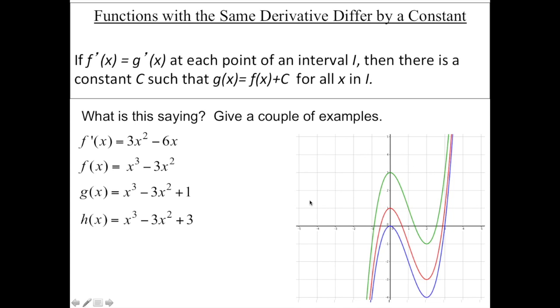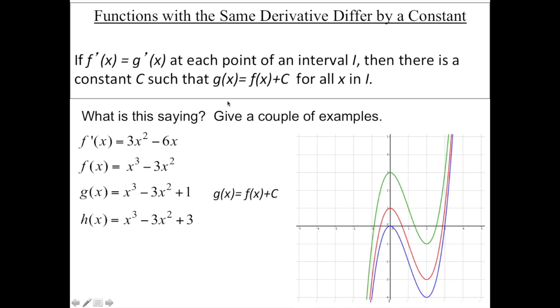If you notice, the functions that all have the same derivative are just offset vertically. They're offset by this constant. The blue function was at 0, 0, because it had a constant of 0. This constant of 1 bumped it up 1 to the red function, and this constant of 3 took the blue function and bumped it up 3 to the green function. So functions that are off by a constant will have the same derivative.